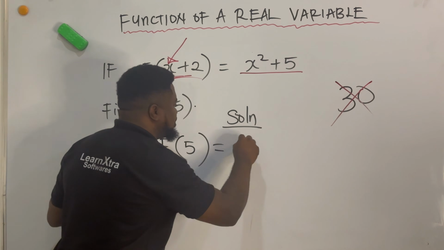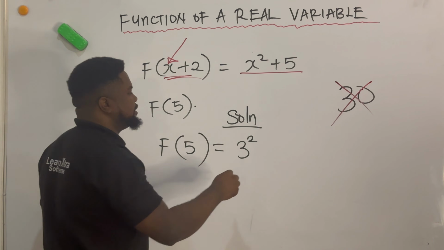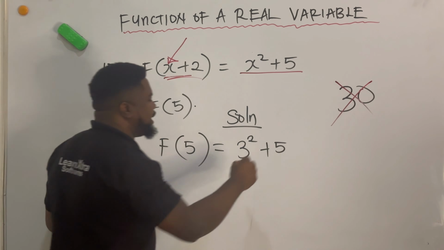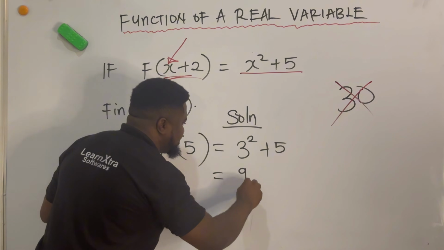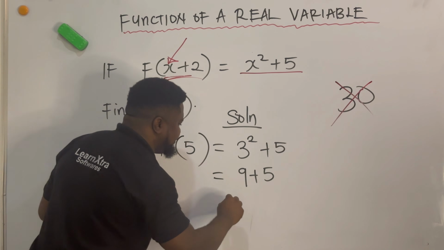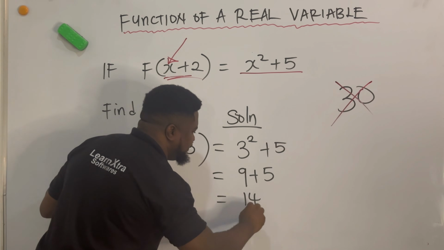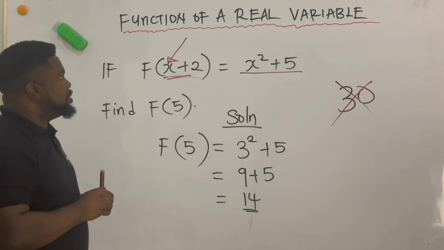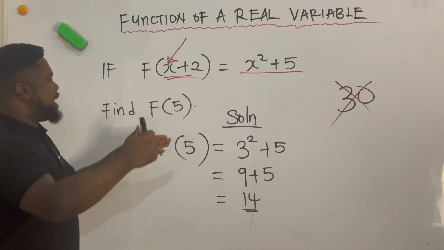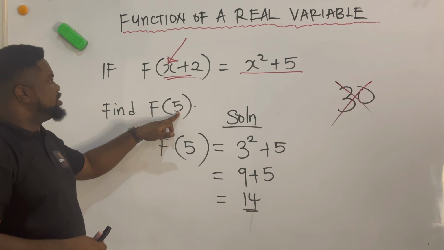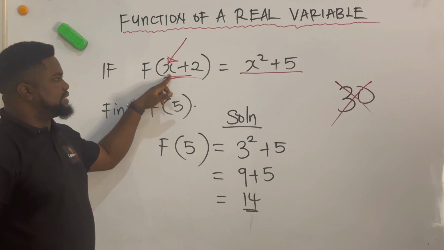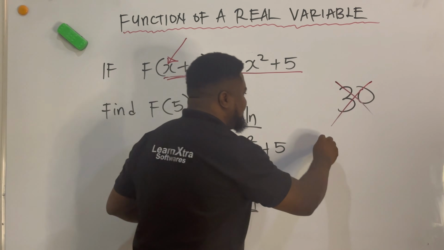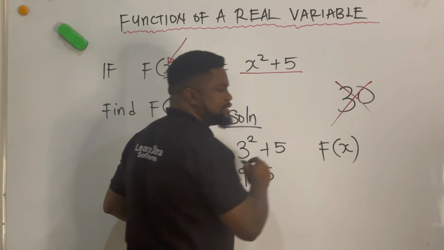I'll now have 3 squared plus 5. And that will be 9 plus 5, and that is 14. The only time you go ahead and take your inputs straight to the rule is when you have f of x. When you have only f of x.